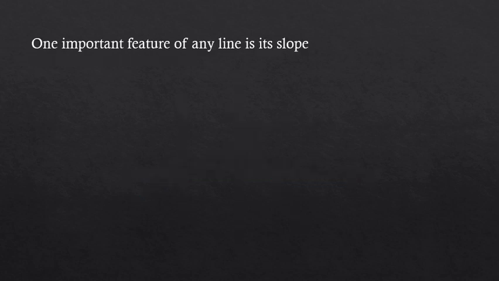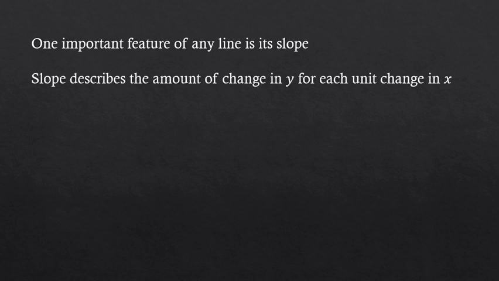One very important and very key feature of any line that we want to know and look at is its slope. Slope, what is it? Slope describes the amount of change in the y-coordinate for every unit change in x. So as we increase x by 1, how much is the y-coordinate changing by? However much it's changing by, that is our slope.